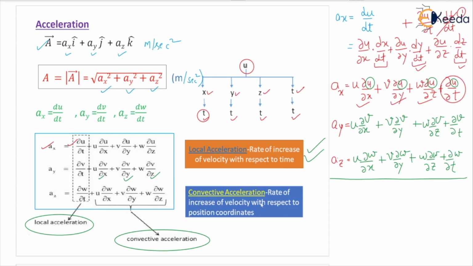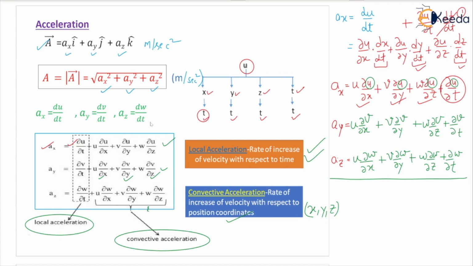Rate of increase of velocity with respect to time, then it is called local acceleration. Whenever there is a rate of increase of velocity with respect to position coordinates x, y, z, like ∂u/∂x, ∂v/∂y, ∂w/∂z, then those terms come under convective acceleration. So you can see this is convective acceleration in the x direction, convective acceleration in the y direction, and this is z direction, right? So the total acceleration can be written in 2 parts, that is local and convective acceleration. Whenever they will ask to find out local, you please find local only. Whenever they will ask you to find convective, you find convective acceleration.